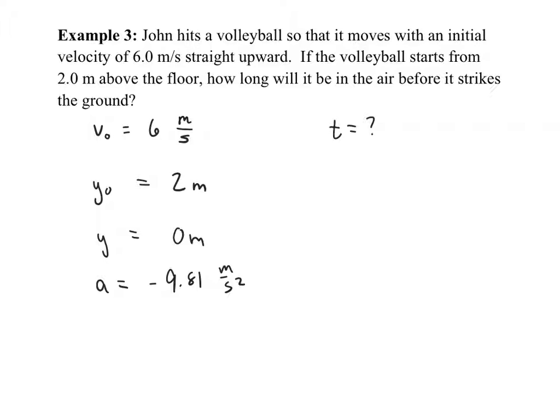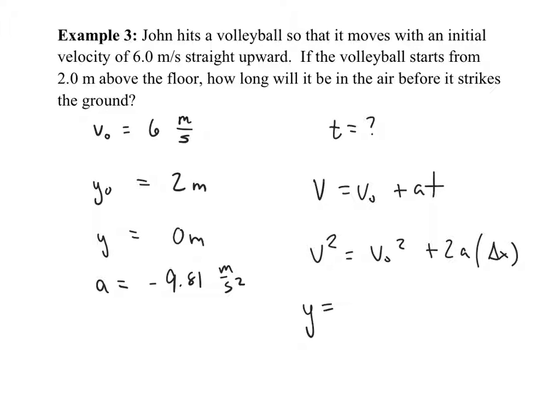We have to then ask ourselves which of the 3 equations we are going to use here. So we've got 3 options. We've got v equals v0 plus at, v squared equals v0 squared plus 2a delta x. Trust me, by the end of this year, you're going to have these memorized. I could call that delta y instead of delta x. How come I'm calling it delta y in this problem? Because it's vertical distance. It's vertical motion, very good. And then finally, y equals y0 plus v0t plus 1/2 at squared.